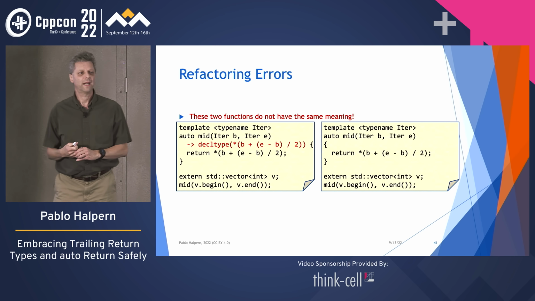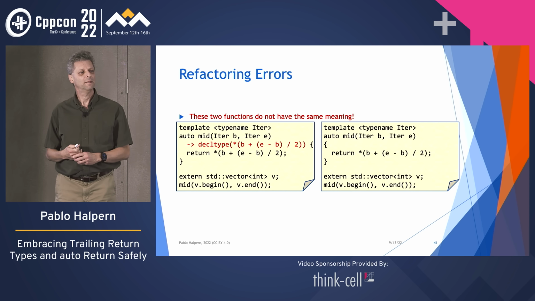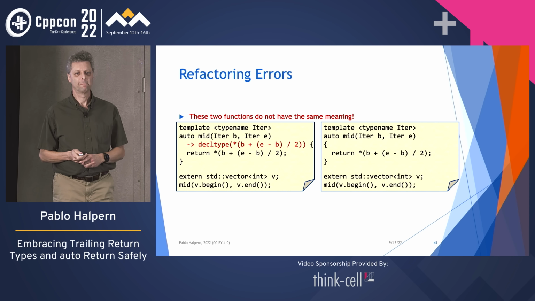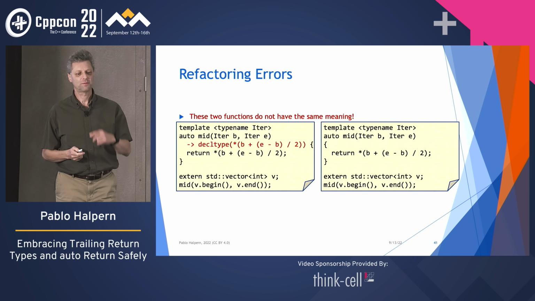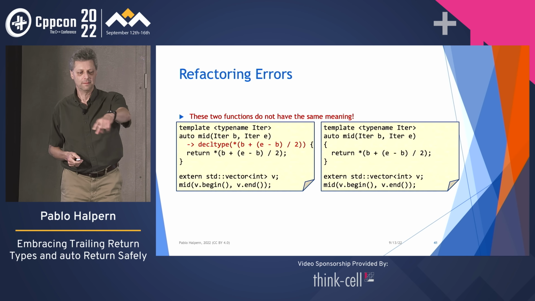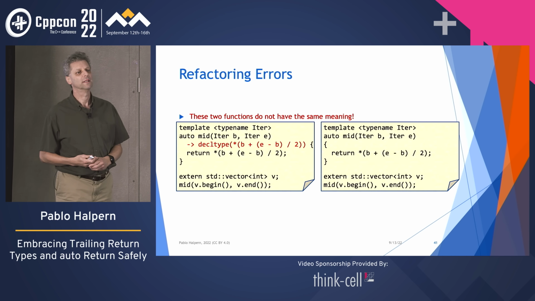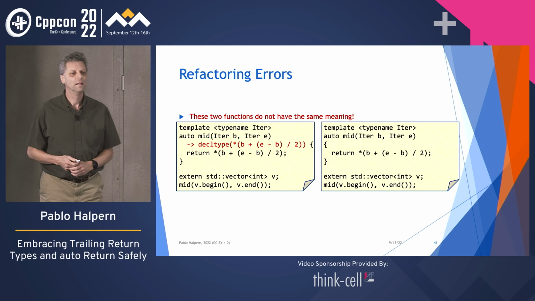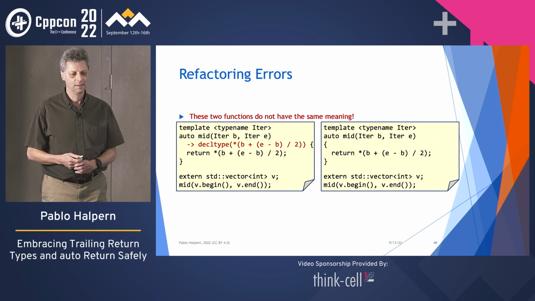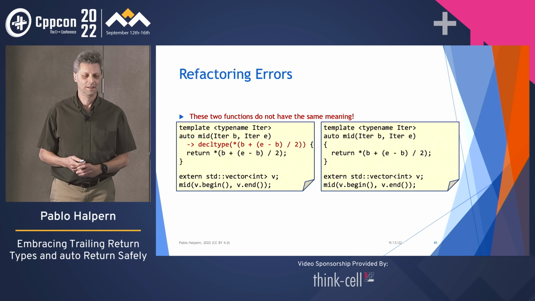Another pitfall, refactoring errors. These two don't have the same meaning. Can anybody tell me why? Tricky, huh? What does the first one return? What's the type of that first return? Looking at that last call at the bottom, the call to mid at the bottom, where we're passing the two iterators in. Yeah? I think the right-hand one returns a ref, the second one does not.